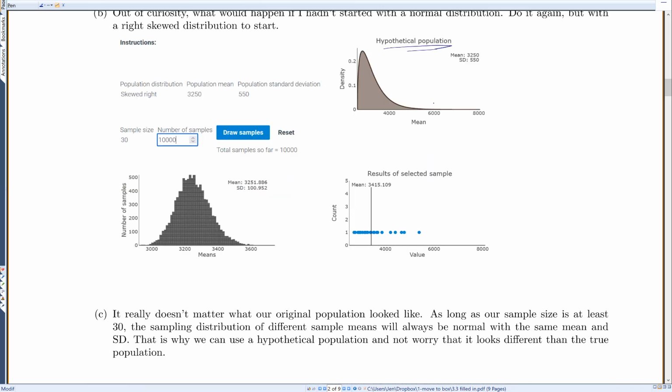So that means it really doesn't matter what our original population looked like, as long as our sample size is at least 30. The sampling distribution of different sample means will always be normal with the same mean and same standard deviation. And that's why we can use a hypothetical population and not worry that it looks different than the true population. So it doesn't really matter what our populations look like. As long as your sample size is big enough, your possible sample means look exactly the same no matter where you start.